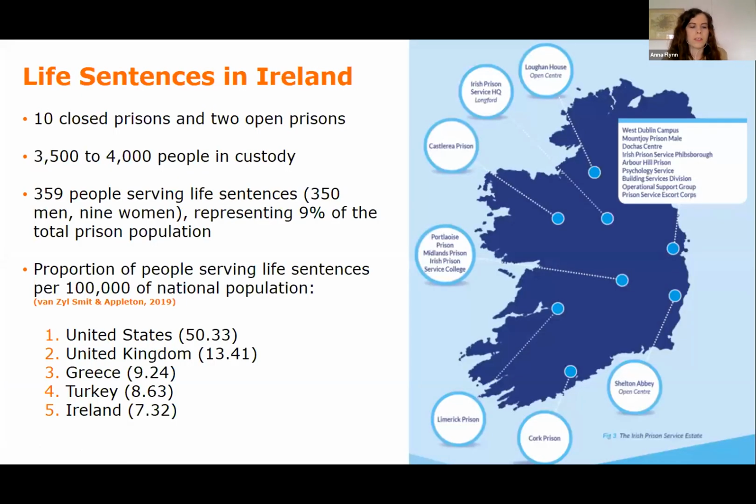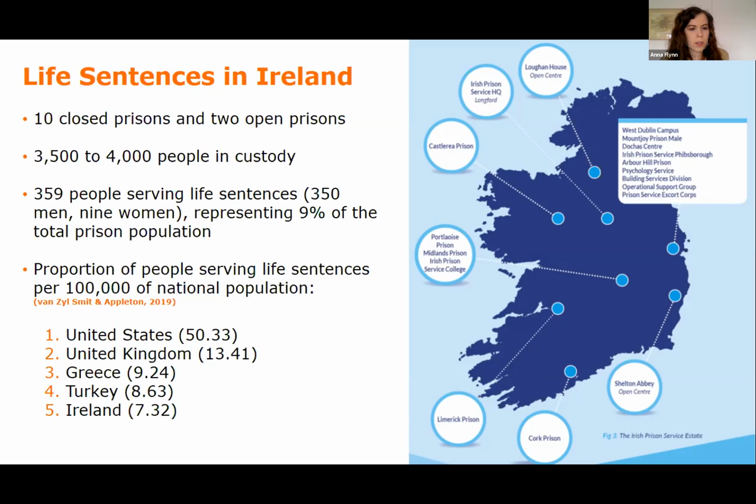To give some background context, Ireland has 10 closed prisons and 2 open prisons. There are 3,500 to 4,000 people in custody in Ireland at any one time. There are 359 people serving life sentences, 350 men and 9 women, representing 9% of the total prison population. And the proportion of people serving life sentences in Ireland is quite high when compared to other countries.